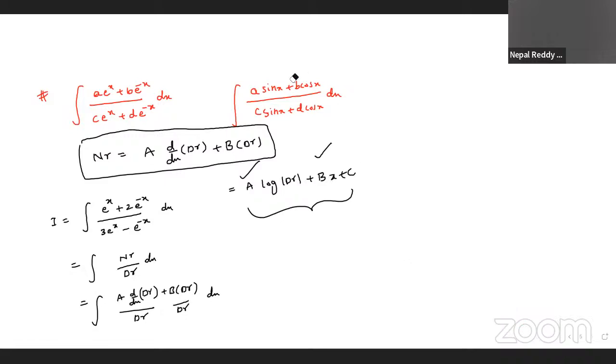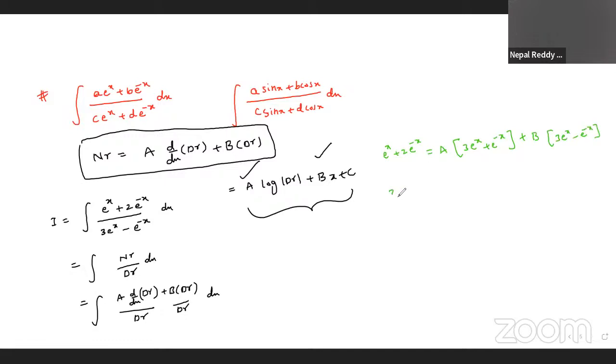Here it is. Numerator, nothing but e power x plus 2 times of e power minus x, which is equal to a into differentiation of denominator, 3 into e power x as it is, plus e power minus x. Next, plus b into denominator part, 3 e power x minus of e power minus x.